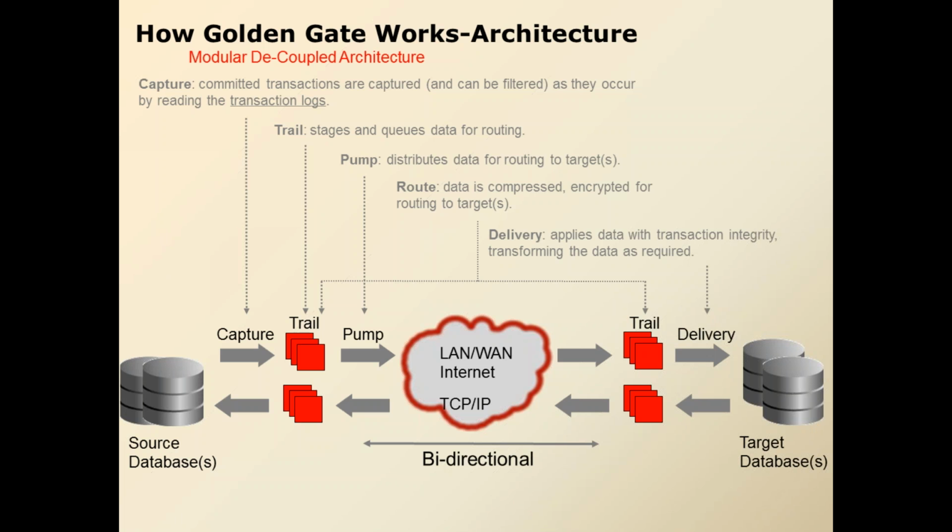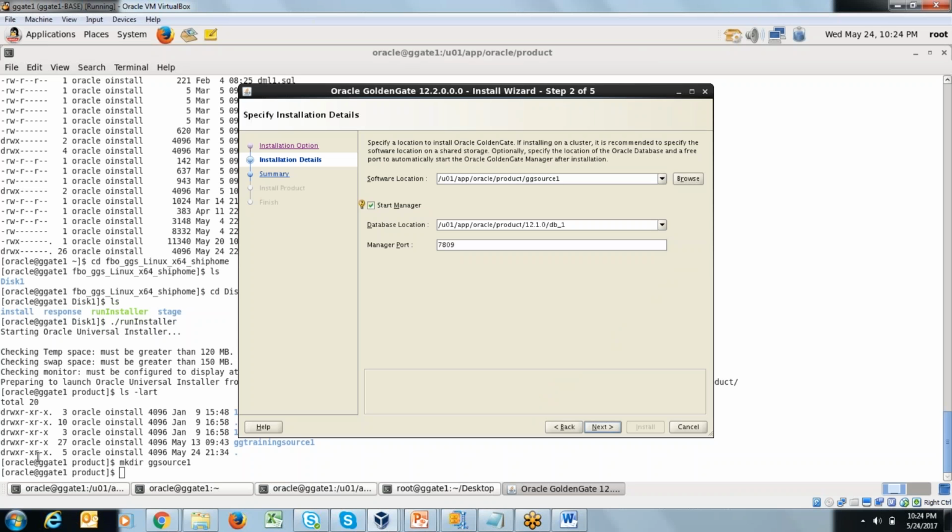Every Goldengate instance will have its own manager. There would be one and only one manager in an environment. The manager process runs on a port, and this port number will be provided to you by the network team. So you need to select the port. You have the option, while doing the installation, of checking this box to start the manager, or if you don't want to start the manager during installation, it's up to you.